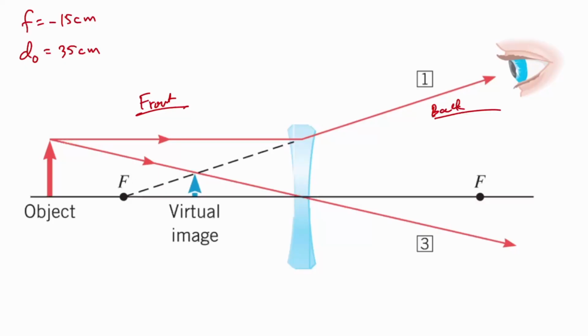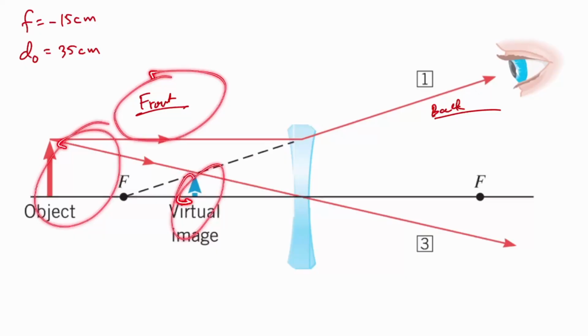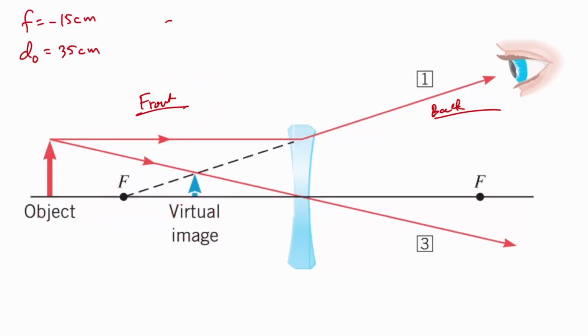Looking at my image, I expect to get a negative image distance. Why am I expecting a negative image distance? Where's the image? It's on the same side as the object, which means it's on the front side, which means it's got to be negative, according to the sign conventions. So let's see if that holds true. 1 over a negative 15 minus 1 over positive 35, inverted. I calculated this, and I got negative 10.5 centimeters.